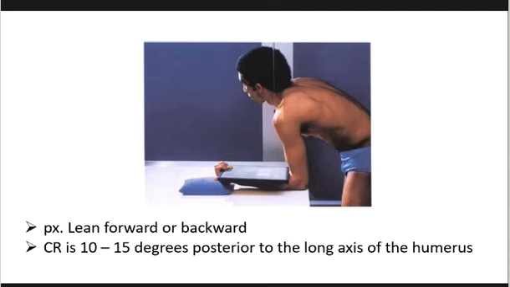Instruct the patient to lean forward or backward. The 10 to 15 degrees posterior to the long axis of the humerus depends on whether the patient can position that way. For example, in this one, we instruct the patient to lean forward so that the humerus is 10 to 15 degrees in relation to the field, or the humerus is angled. So that is one of the positions or projections demonstrating the intertubercular groove.